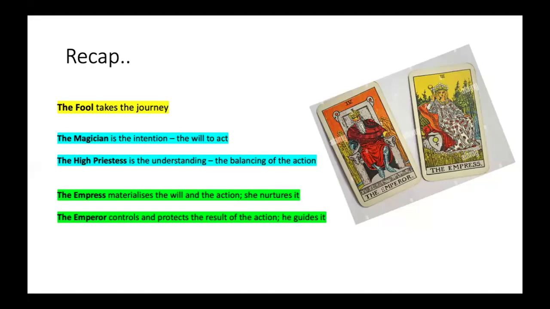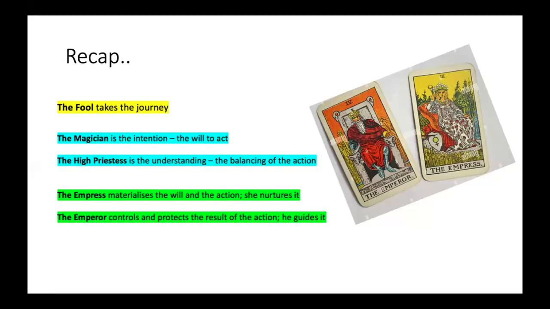The next two cards, the Empress and the Emperor, are interesting in the sense that the Empress takes the will and the action and nurtures it. So it's a different level. The Empress now starts to nurture and allow the will and the action to gestate. And then she gives birth to that action, and then the emperor will start to guide whatever has been produced. It's one way to think about this.